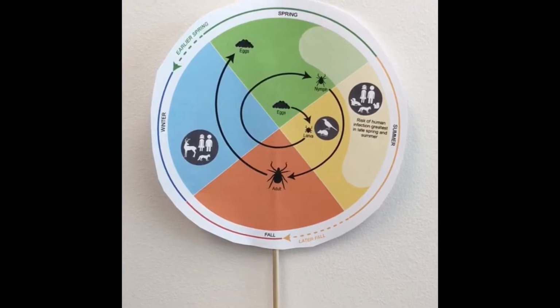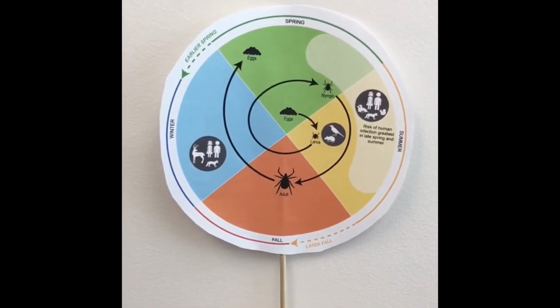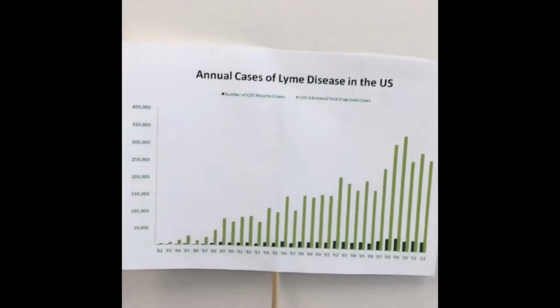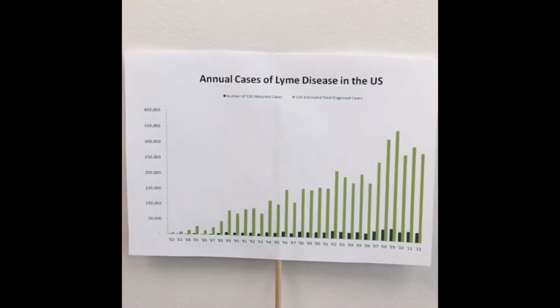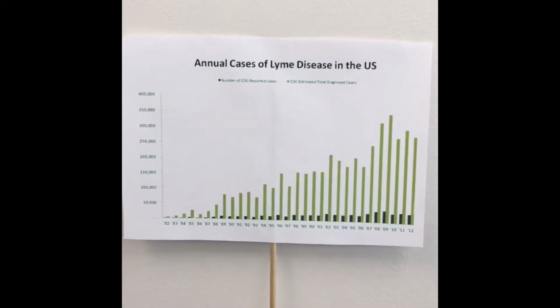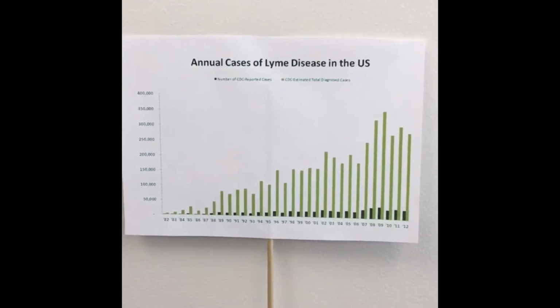Lyme disease can affect different body systems such as the heart, joints, nervous system, brain, and muscles. 300,000 cases each year are reported to the CDC, but there is an estimated amount of 329,000 cases per year.